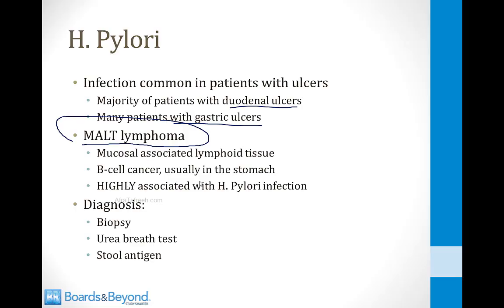This is a B-cell cancer of the stomach, and it almost always occurs in people who have an H. pylori infection. You can diagnose this by taking a biopsy of the ulcer, by the urea breath test, and then there's also a stool antigen test for diagnosis.